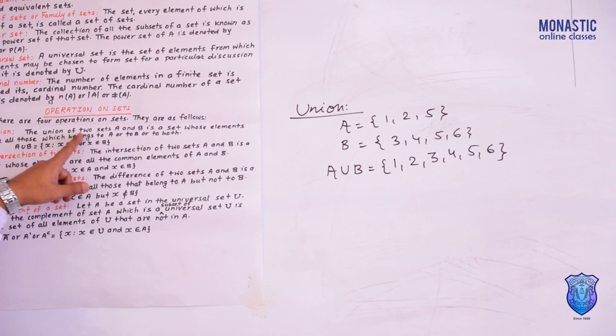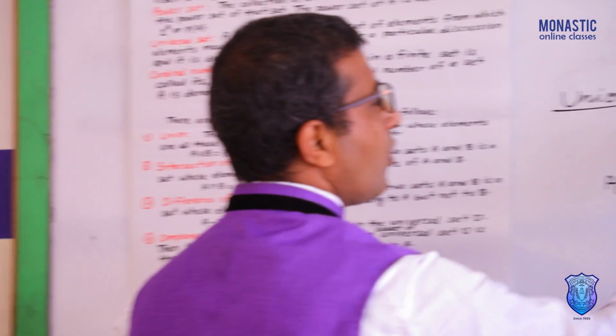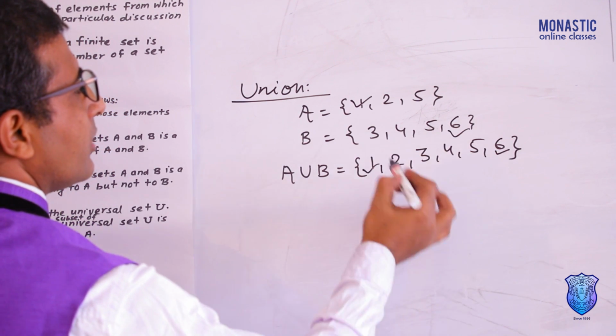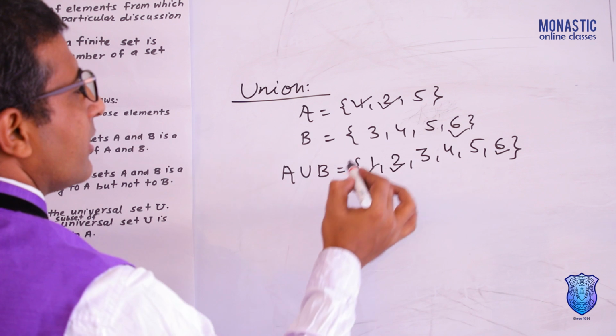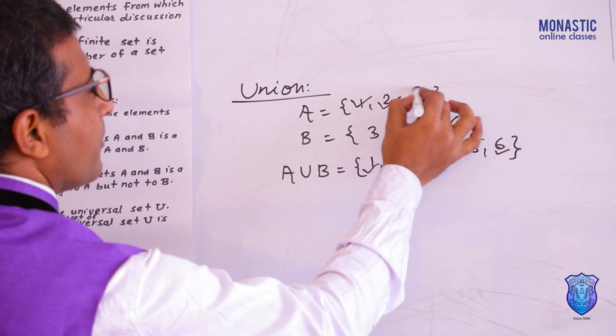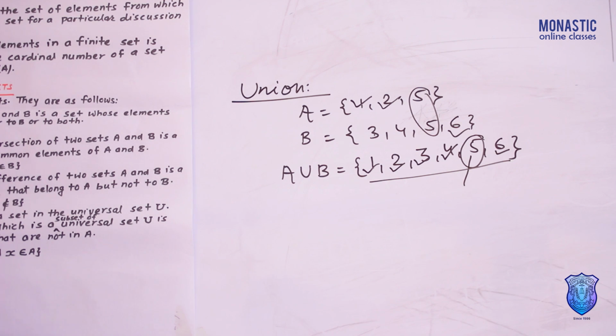Definition wise, the union of 2 sets A and B is a set whose elements are all those which belong to A or to B or to both. So what you can see here, this is only in A, that's only in B, this only in A, this only in B, this only in B, but 5 is in both. We have taken all the elements either in A or B or in both.